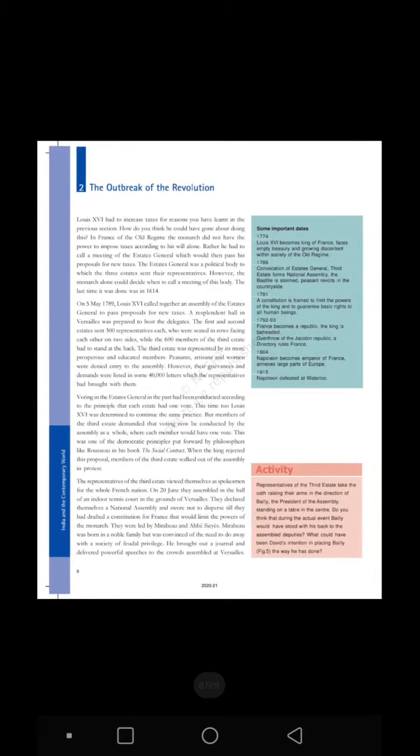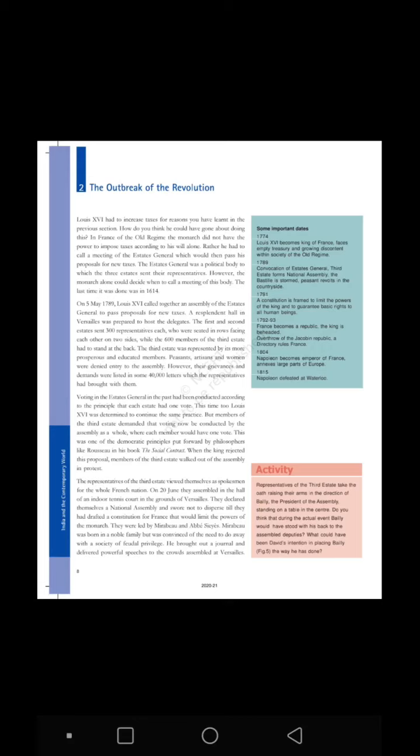2. The outbreak of the revolution. Some important dates. 1774, Louis XVI becomes King of France, faces an empty treasury and growing discontent within society of the old regime. 1789, Convocation of Estates General, Third Estate forms a National Assembly. The Bastille is stormed, peasant revolts in the countryside. 1791, a constitution is framed to limit the power of the king and to guarantee basic rights to all human beings. 1792 to 93, France becomes a republic.